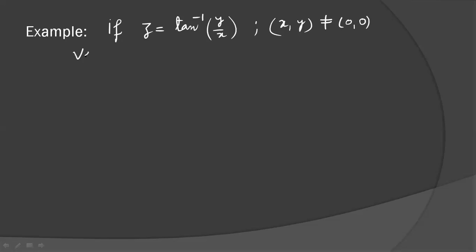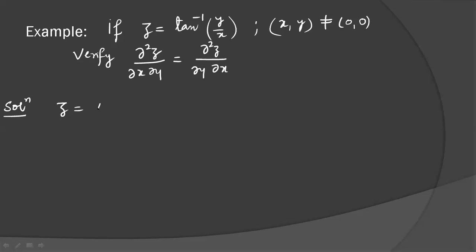Then verify the mixed derivative is equal for all other points. We can see that this function is not defined at (0, 0), so it will not be continuous at (0, 0). That's why we cannot find the mixed derivative at (0, 0), and that will not be equal. But for other points, the mixed derivative will be equal. So you can verify that. Let's see the solution.